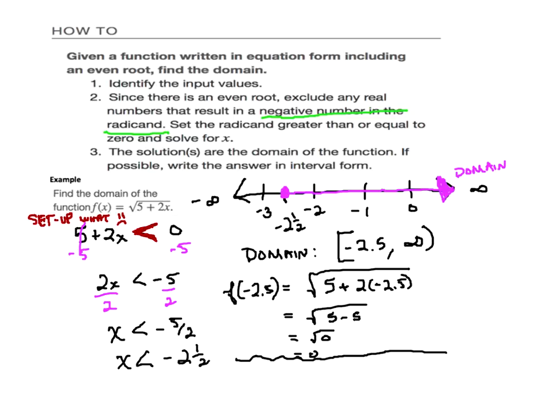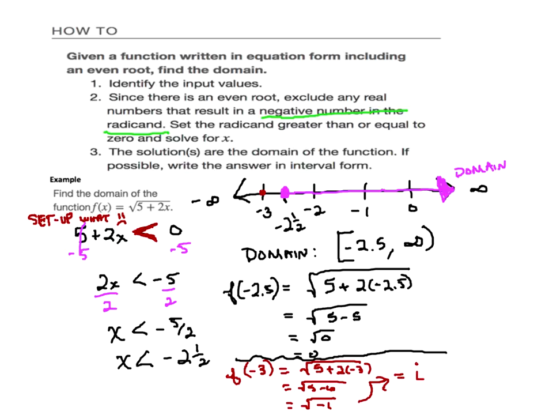Okay, great. All right, so watch what happens, and I'm going to do this in red because it's going to create an imaginary number. If I plug in -3, which is less than -2.5, -3 is right here. It lies outside of our domain. So that is the square root of 5 plus 2 times -3, which is the square root of 5 minus 6, which is the square root of -1.